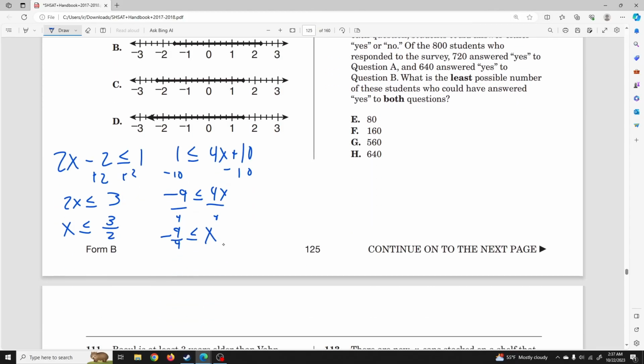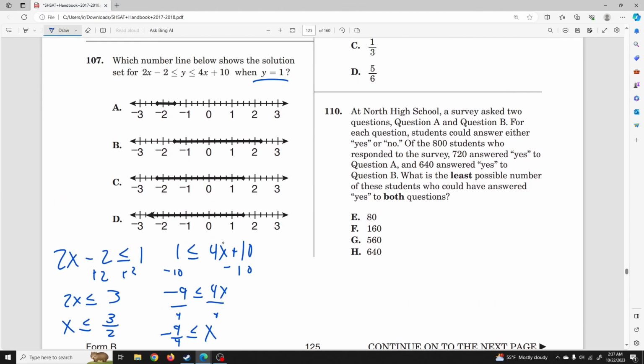So, just to make it easier, I'm just going to convert this into decimals. This is 1.5, and this is negative 2.25. Right? So, our number line has to somehow show this, right? So it has to show that x is less than 1.5, right? So whatever here is shaded, it shows that value of x, right? So here it's showing that x has to be negative 1.5. And between negative 1.5 and negative 2.75, right?